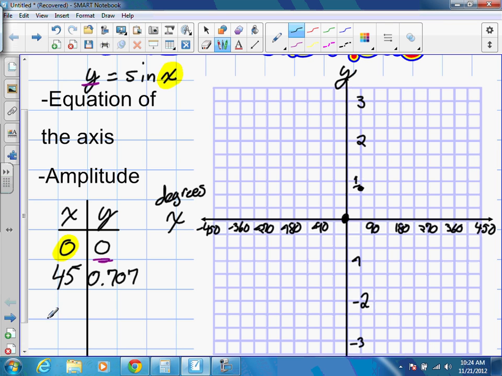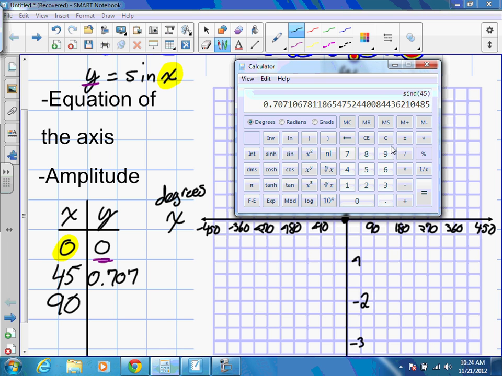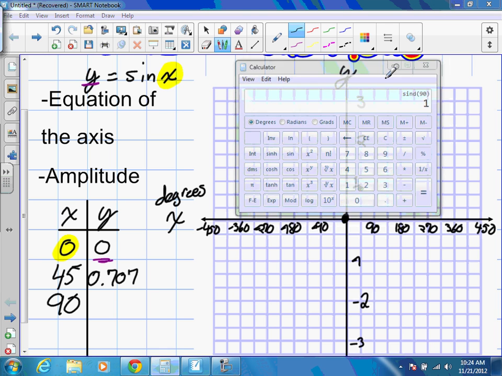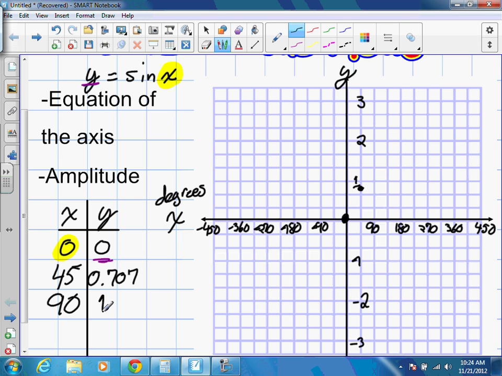The next number we're going to use is 90. Anybody with their calculator can help me out. Anyone know what sine 90 is going to be? 1. That's good. Sine 90 is 1. So we get the value of 1. At 90, we're at 1.